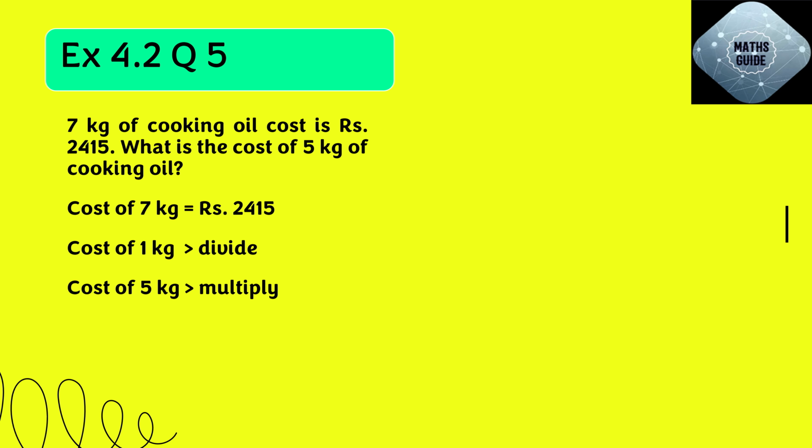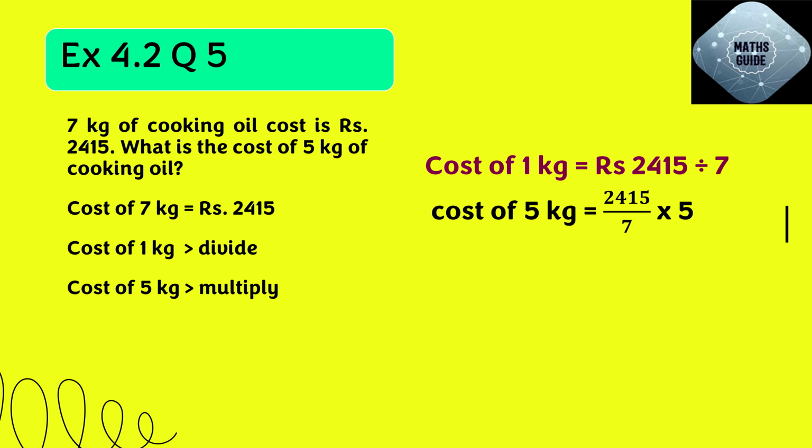So we have to find the unit rate and we always divide to find it. After dividing 2415 by 7, we get 345. And to find out the cost of 5 kilogram, we will multiply it by 5 and our final answer is 1725. It means 5 kilogram of cooking oil cost rupees 1725.